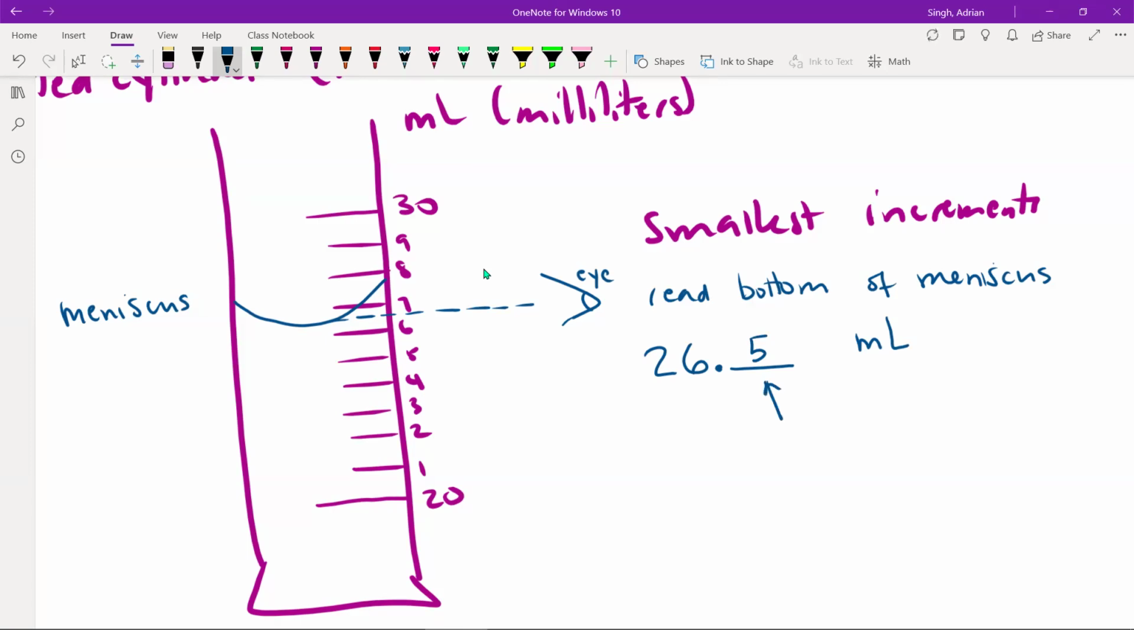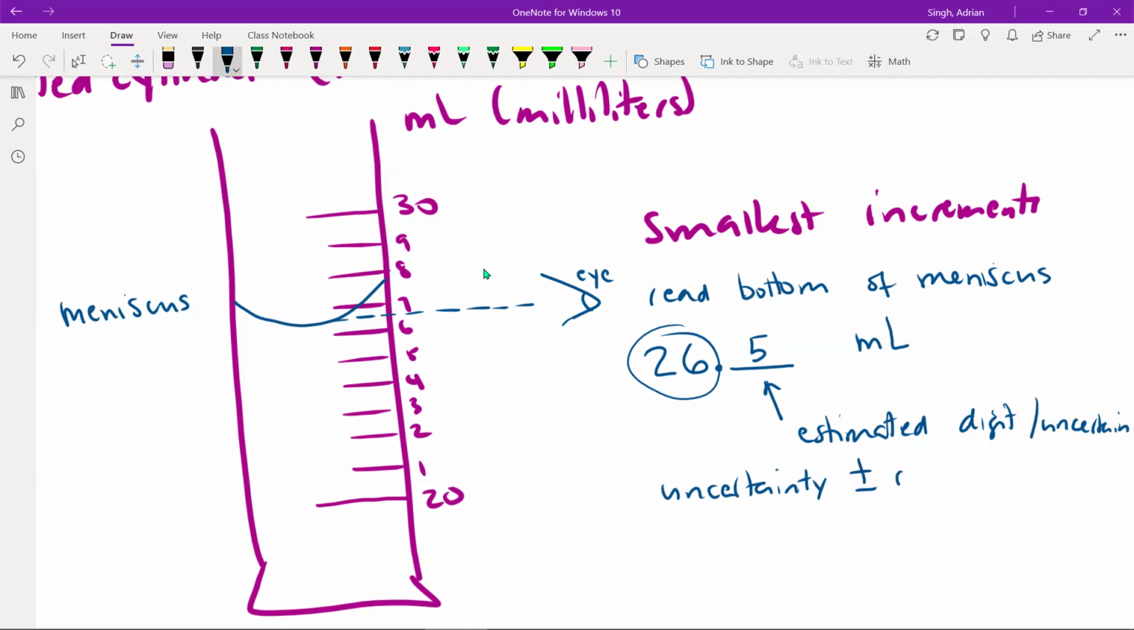Or again, this last digit is your estimated digit, or your uncertain digit. And there's only one of those. There should only be one of those uncertain digits in your measurements, and it's always the last one, because we are sure about the 26, right? So our uncertainty here then, somebody else making that measurement may think that it's maybe 26.6 milliliters. So the uncertainty would be plus or minus that 10th place, so plus or minus 0.1 milliliters, right? So this place is where the volume can vary depending on who is making that measurement.